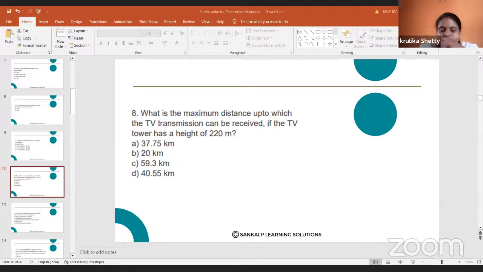Other students, what is the answer? Lohit, Lakshmi, Mahalakshmi, Purvi, Pratibha. Yes, what is the answer? Only 3, 4. Yes, option C is correct. I hope everybody is getting the answer. Option C is correct.